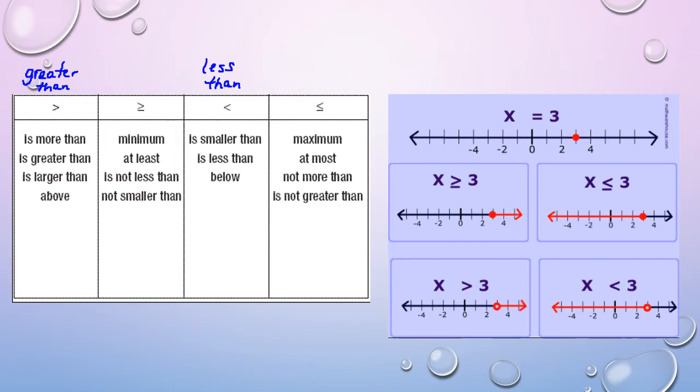The greater than or equal to means minimum, at least, is not less than, is no less than, and not smaller than. These are very tricky, because many students will think that because it says minimum or least, it means less than, but it's actually the opposite of that. It's the greater than or equal to. So definitely make sure that you write these down. You will see them on your quiz.